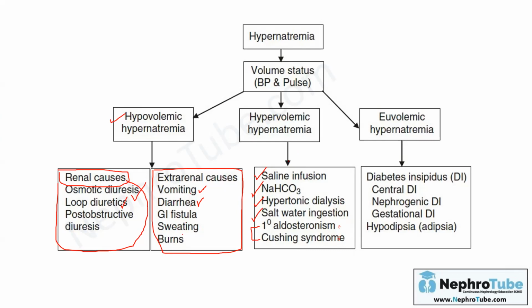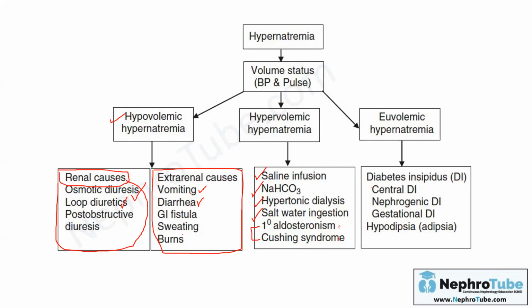In all these cases, the excess of sodium in the plasma will be associated with an increase of water volume also, which will cause hypervolemia. But here, the increase of the sodium is more than the water increase, which will cause hypernatremia.